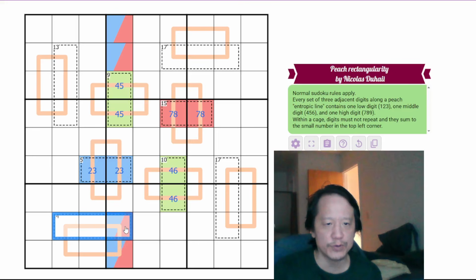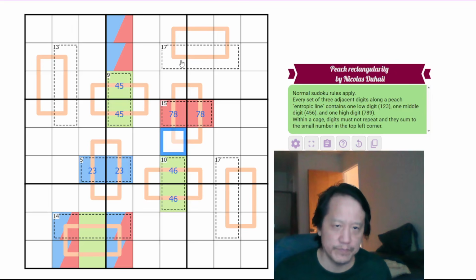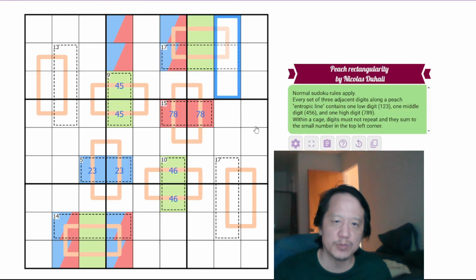Well, then for this entropic line, for this set of 3 digits, where is the middle digit? It must be here. And so this must be middle. This must be a high and low pair. We have the same thing here. This has to be a blue-red pair, which makes these green, which makes this a blue-red pair.